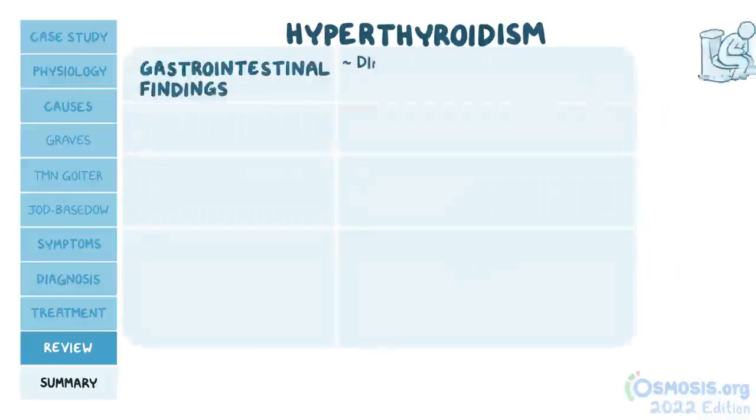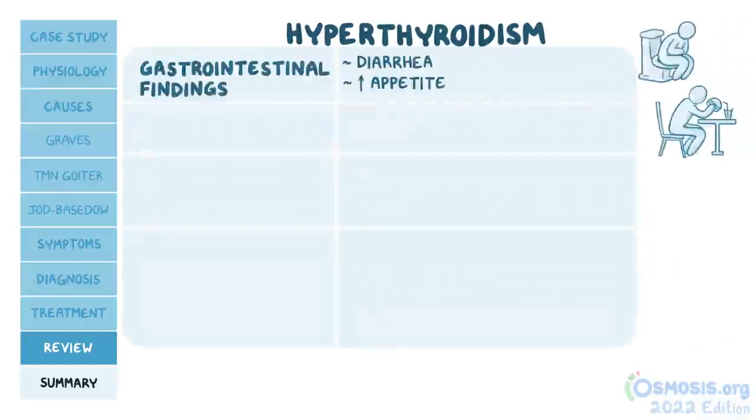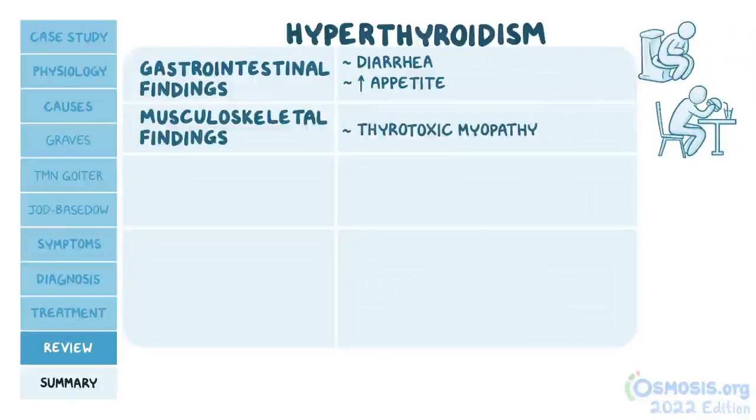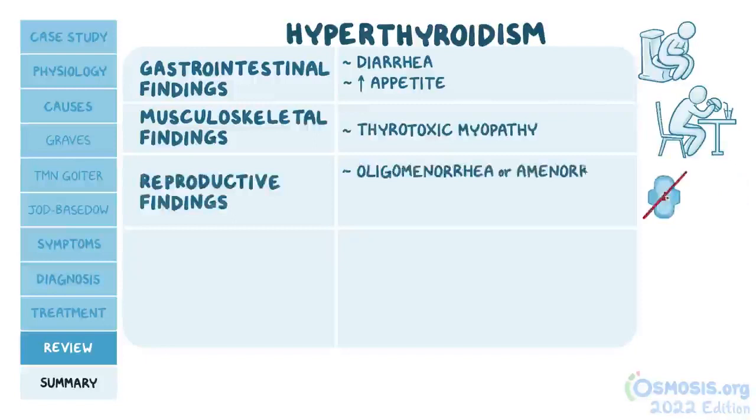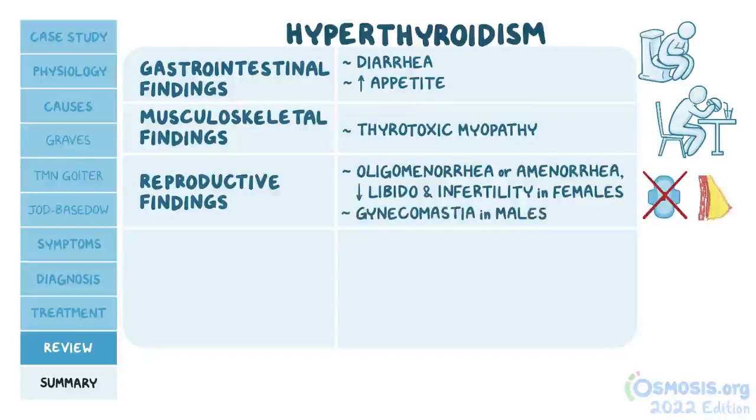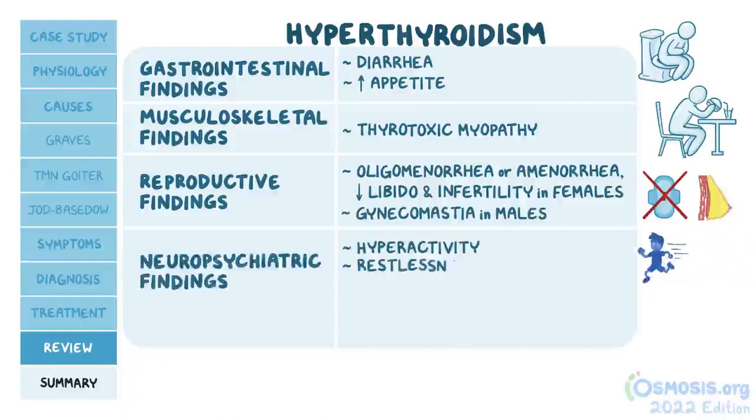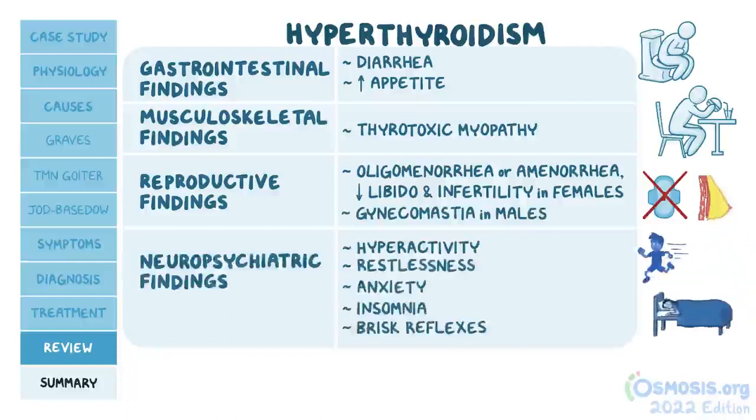Gastrointestinal findings include diarrhea and increased appetite. Musculoskeletal findings include thyrotoxic myopathy. Reproductive findings include oligomenorrhea or amenorrhea, as well as low libido and infertility in females, and gynecomastia in males. Neuropsychiatric findings include hyperactivity, restlessness, anxiety, insomnia, and brisk reflexes.